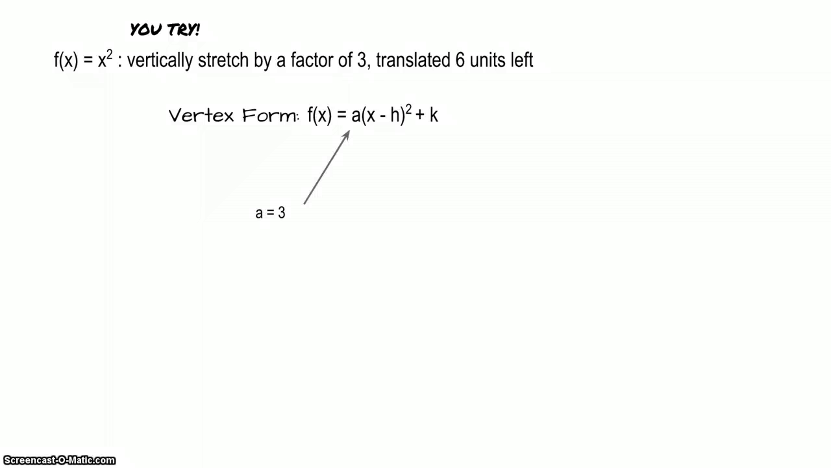How'd you do? A is 3. Not a tough one to pick out. H is negative 6. May need to be a little bit careful there. K is actually 0 here. K is going to be 0 because we're not going up or down. We can already tell what the vertex is of our parabola. Negative 6, 0. So g equals 3 times the quantity x plus 6 squared. And then there's no plus on the end. Okay? So that's going to be our function.